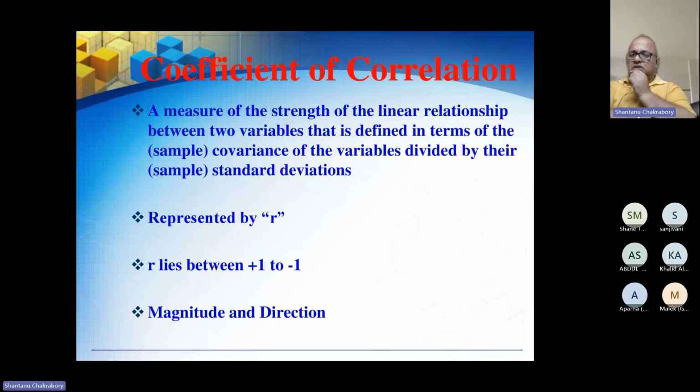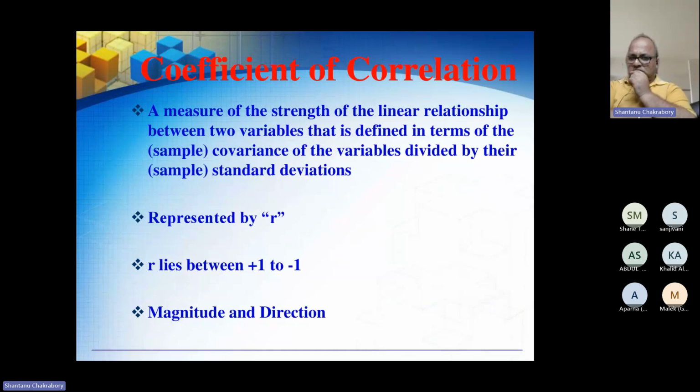So we can measure the strength of the linear relationship between two variables. If we take a variable X and a variable Y, we can go ahead and find out the strength of the linear relationship between these two variables, whether it is weak or very strong, whether it lies between -1 and +1, what is the magnitude of the correlation and what is the direction of the correlation. That has to be very clear, and it should be clearly identified if we use the coefficient of correlation.